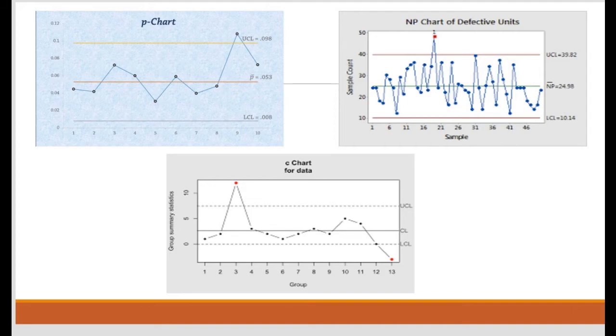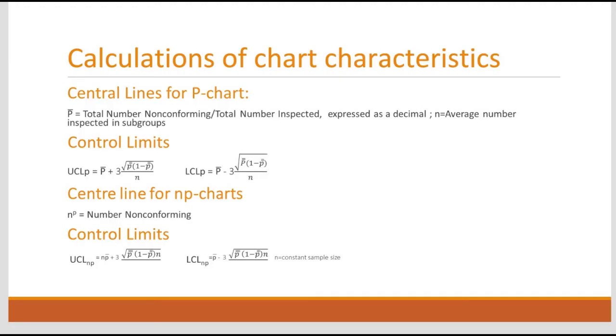Now, let us understand the third type, that is the C charts. The C chart is used to monitor count data type, typically the total number of non-conformities per unit. It is also occasionally used to monitor the total number of events occurring in a given unit of time. Now, let us understand the calculations of P charts and NP charts.